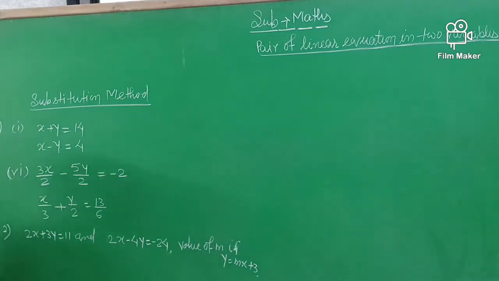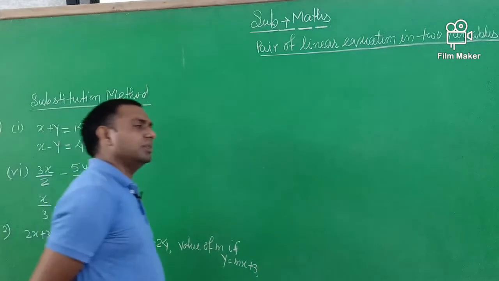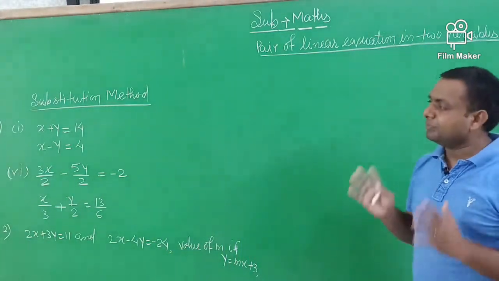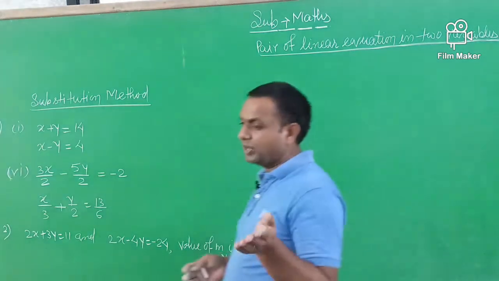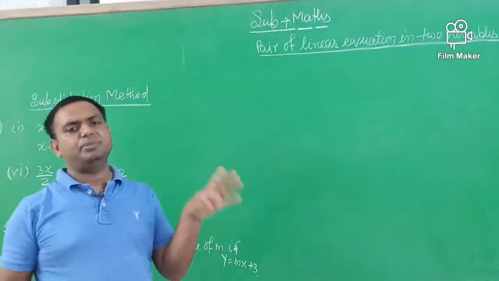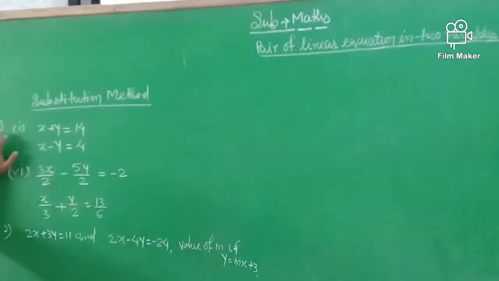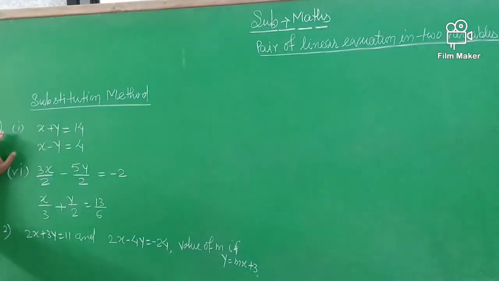What is the substitution method? In the case of the substitution method, you find the substitute. Substitute means there are two variables, so you convert one variable in the form of another variable. This is called the substitute. Here some equations are given, so I solve these equations by using the substitution method.